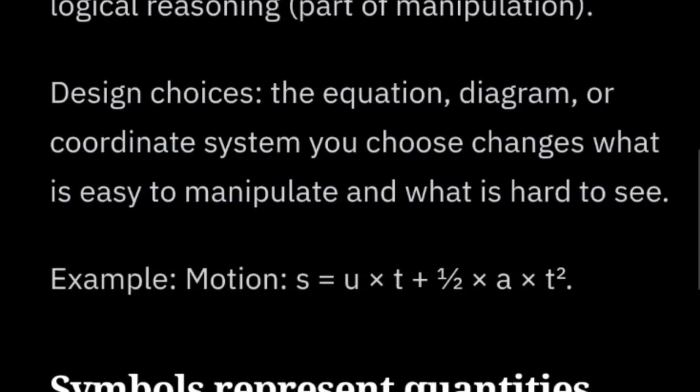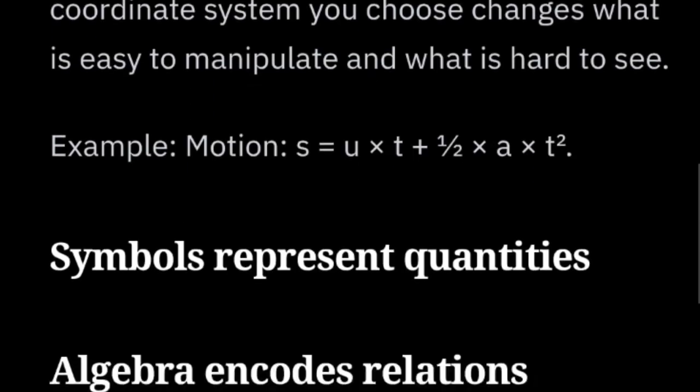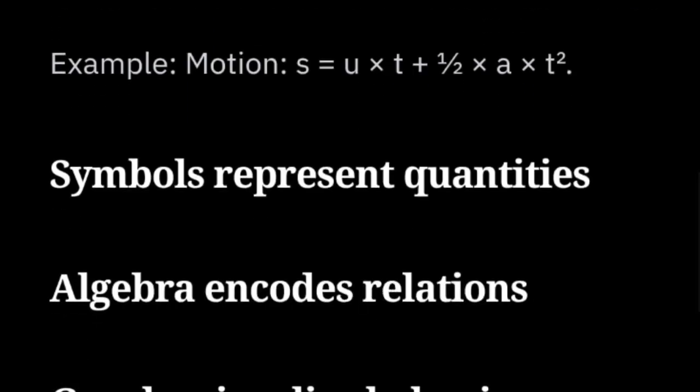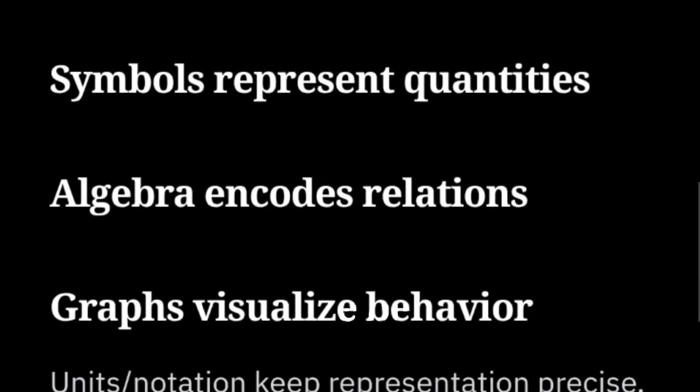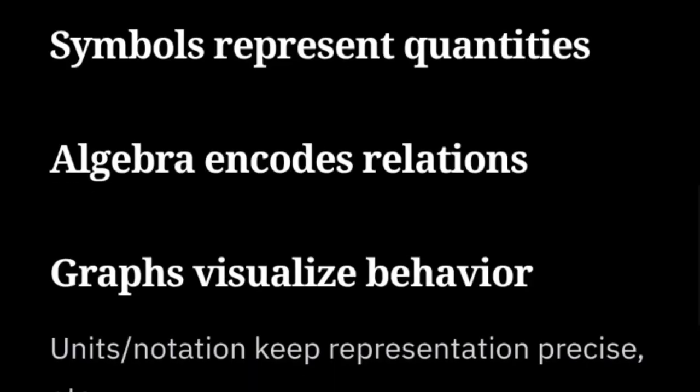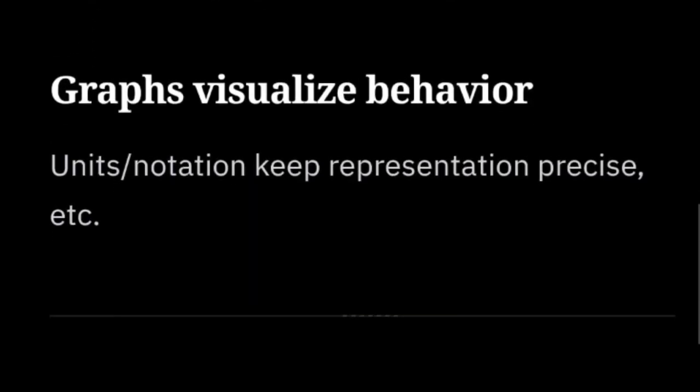Design choices, how you choose an equation, coordinate system, or diagram, change what is easy to manipulate and what is hard to see. Example in plain words: for motion, s equals u times t plus 1 half times a times t squared. Symbols represent quantities, algebra encodes relations, graphs visualize behavior, and units and notation keep the representation precise.